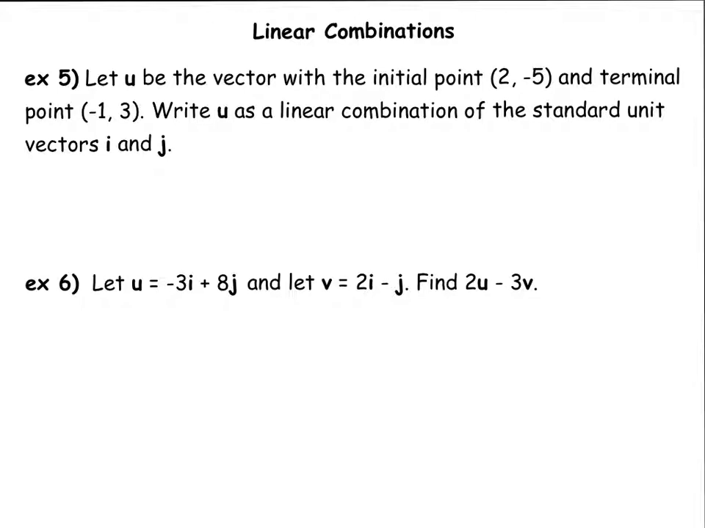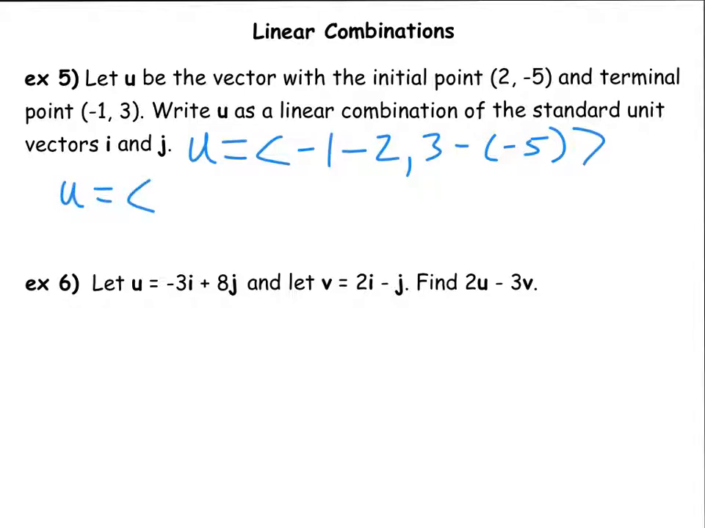That's going to be the theme of the rest of this lesson, looking at other ways that you can write vectors other than component form. So let's talk about this vector u. Right now it's not in component form, so let's switch it. We'll go terminal minus initial, and then terminal minus initial, which would give us negative 3, 8.